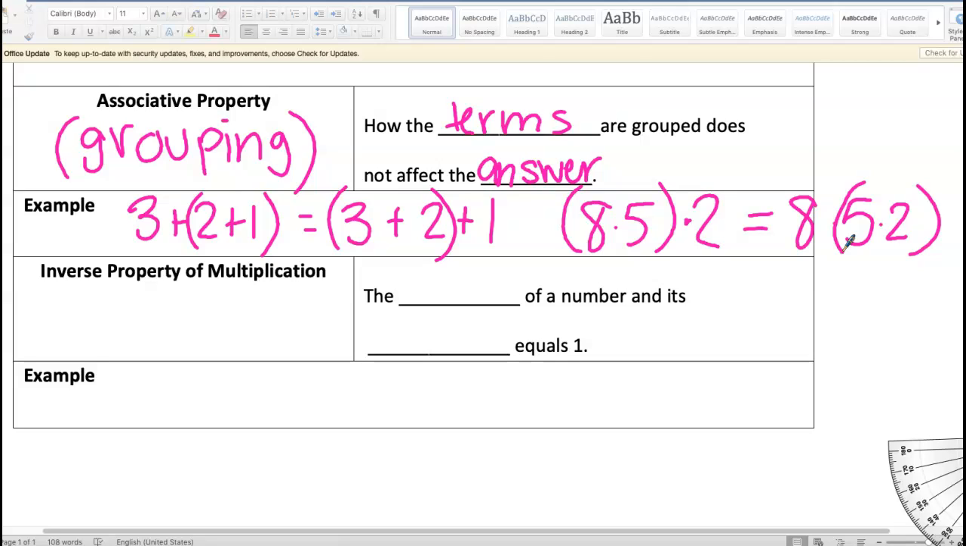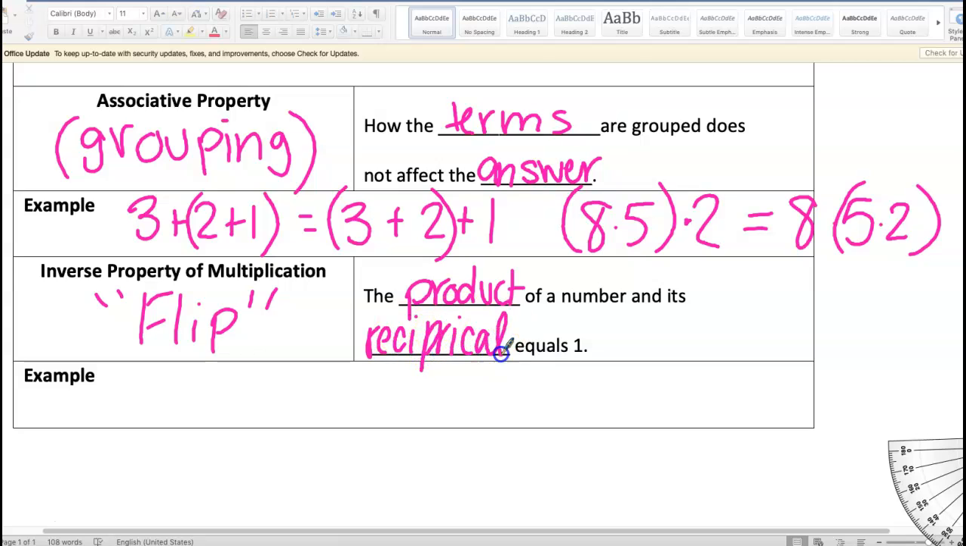I have one more and I'm going to get it. Okay, right here, right, flip. Inverse is the product. What does product mean? Multiplication of a number and its reciprocal equals 1. Okay, so what that means is if I have 2/3, what's 2/3 flipped? 3 over 2, that's its reciprocal. And if I multiply those two together, what's 2 times 3? What's 3 times 2? What's 6 over 6 equal?